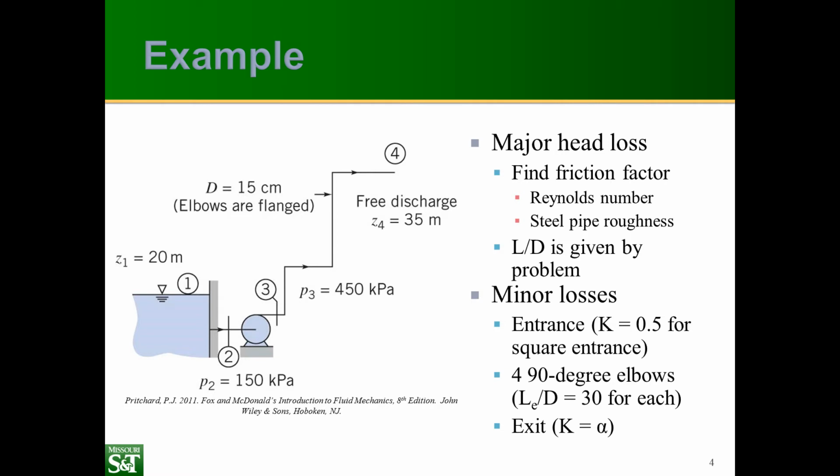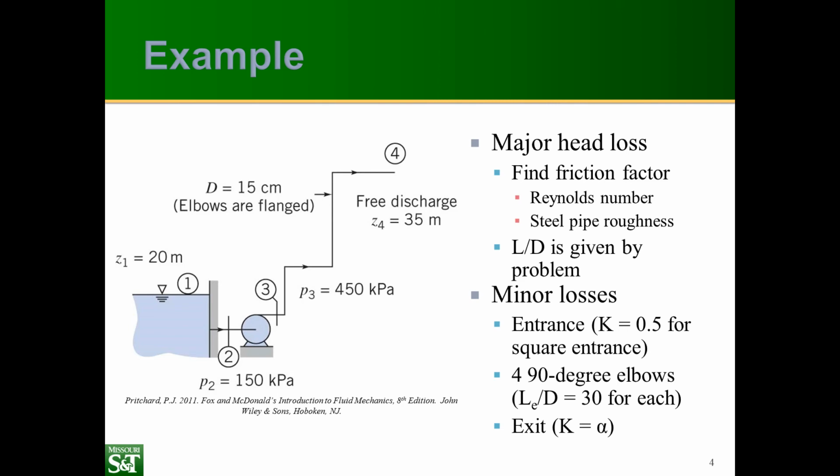We're also going to assume that L over D is given by the problem. We know that from the geometry of the system we're trying to predict. So once we have the friction factor and L over D and the flow rate, then we can find the major head loss. Then we need to look at minor losses. So from the graph on the previous slide, we know that for a square entrance, there's a minor loss coefficient of 0.5. We also can see that there are 4 90-degree elbows here. So again, if we look at the previous slide, we look at the chart for a standard 90-degree elbow, and the equivalent length is 30.